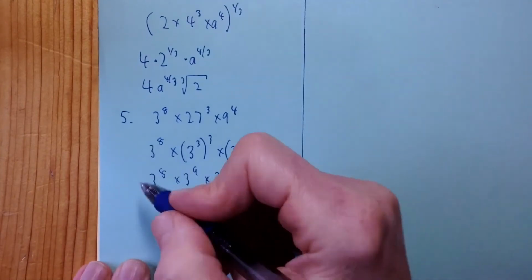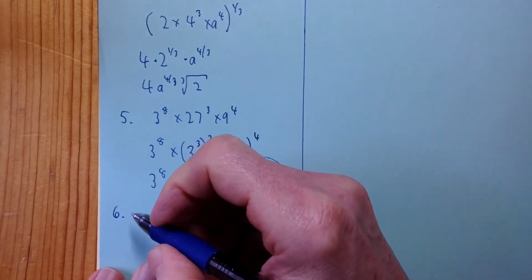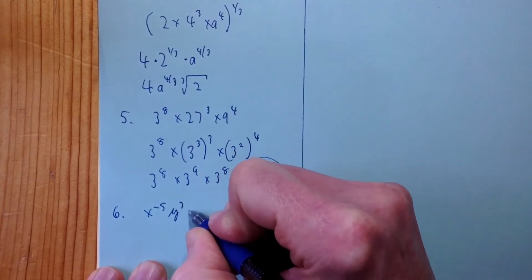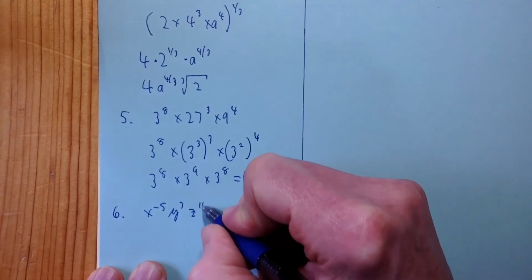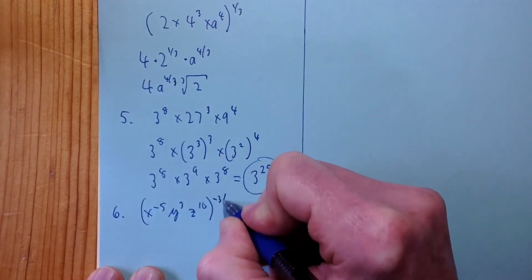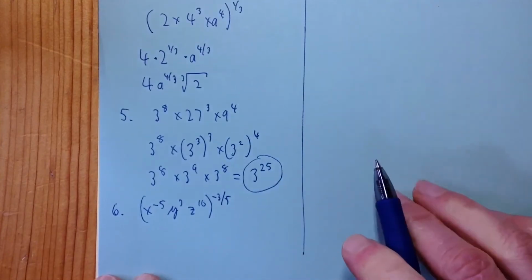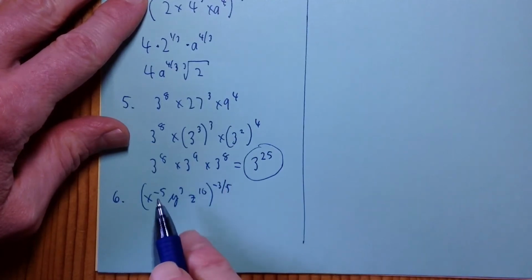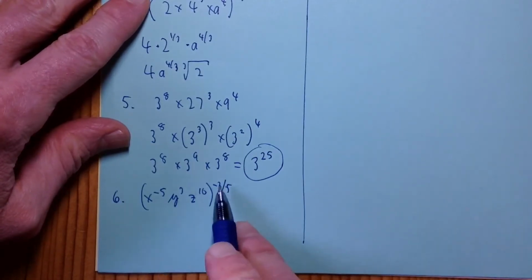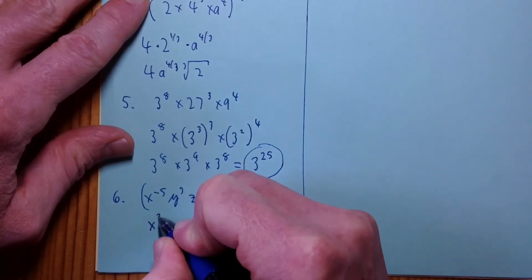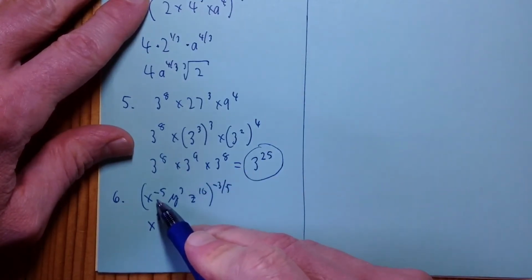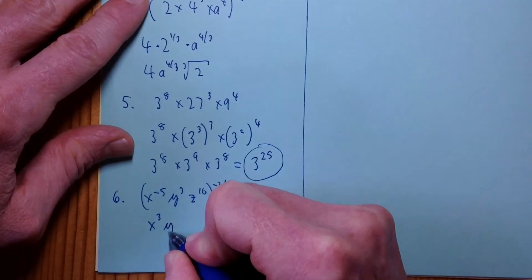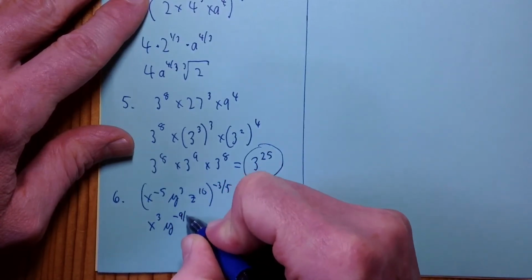I might have enough room. Number 6. It says to simplify x to the -5th times y to the 3rd times z to the 10th, to the -3/5 power. And again, all you do here is multiply the power times the power. -3/5 times -5, the negative goes away. The 5's cancel out, so that's just x to the third. Y, 3 times -3/5, that's to the -9/5.